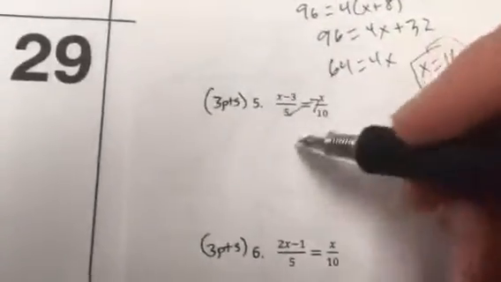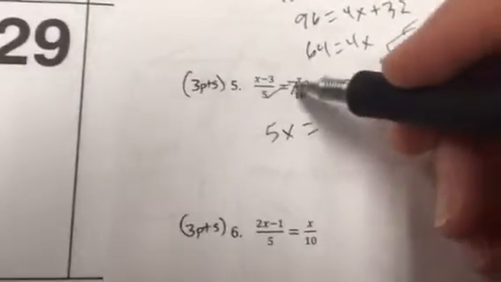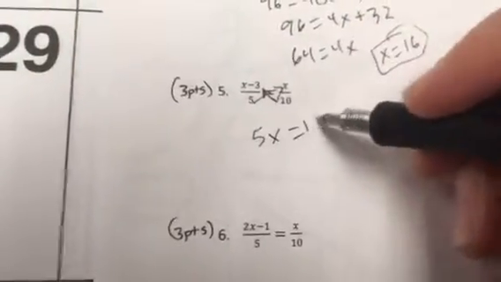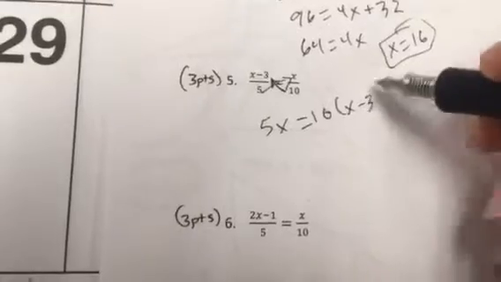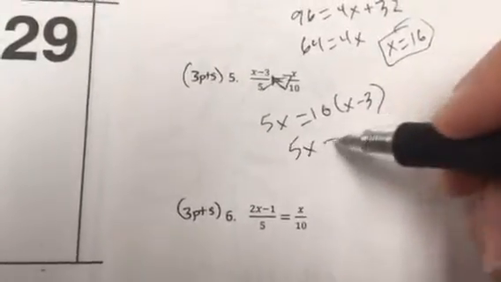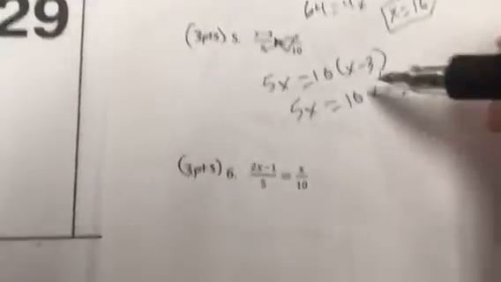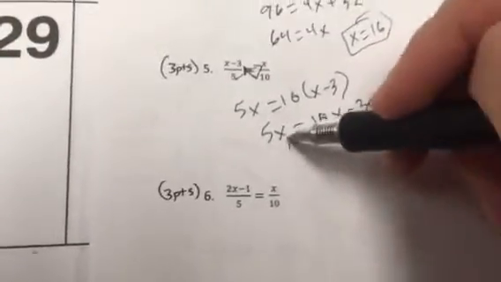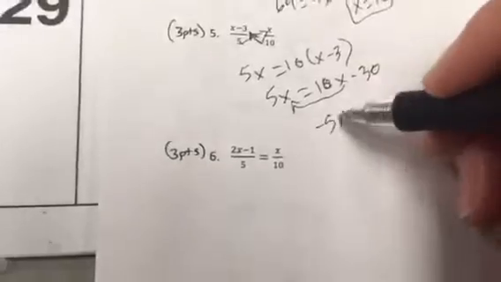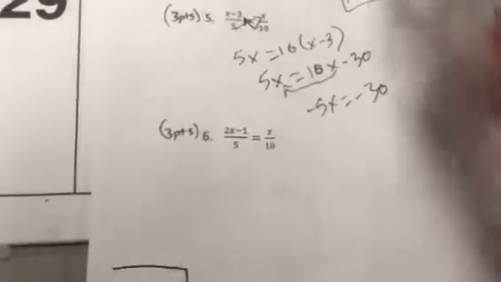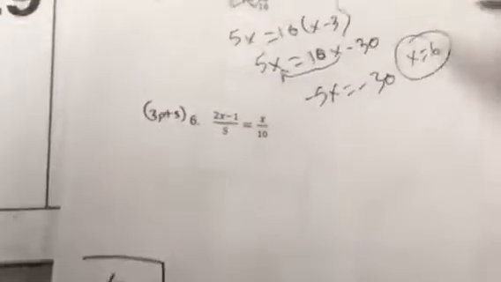Cross multiply, you got 5x is equal to 10 times this quantity of x minus 3. So you got 5x is equal to 10x minus 30. Subtract 10x from both sides. You're going to have a negative 5x equals negative 30. X is a positive 6. Negative divided by negative is positive.